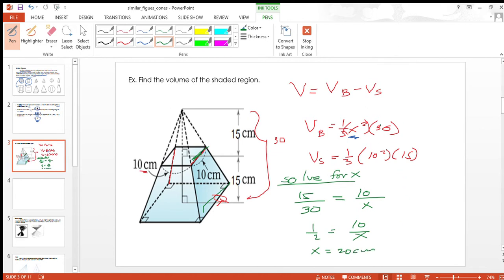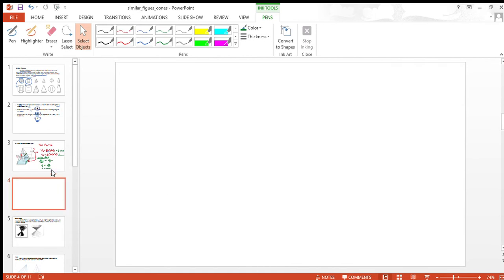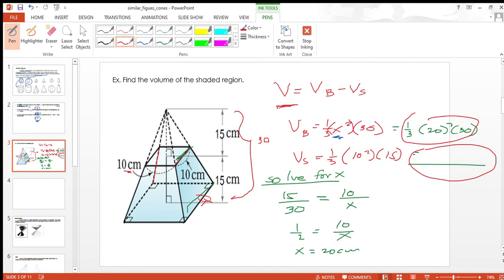So if x is 20 centimeters, therefore this will now be one-third times 20 squared times 30. So you can compute the value of that, and then you can also have the value of this. And if you now have the volume of the bigger, then just subtract the volume of the smaller. That will give you the volume of the shaded area.